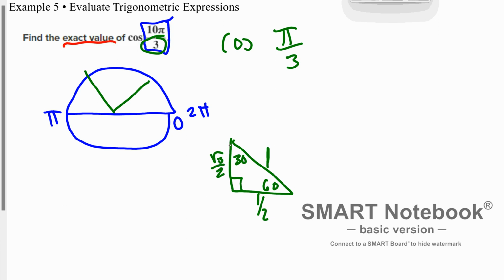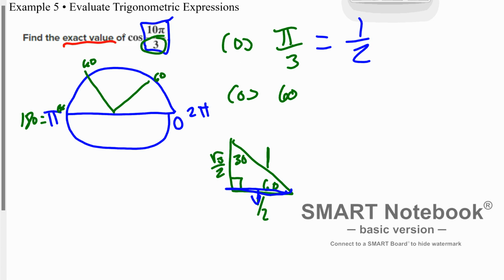So if I'm looking at cosine of pi thirds, that means I'm looking at the same thing as cosine of 60 degrees, right? Because this is 180. So if I'm dividing by 3, that means this would be 60, because 60 plus 60 plus 60 would be 180, right? Okay, so if I'm looking at what cosine is, well, cosine is adjacent, right? So that would be the x value. So it's down here. So that'd be 1/2. So this is 1/2. But I want 10 pi thirds.